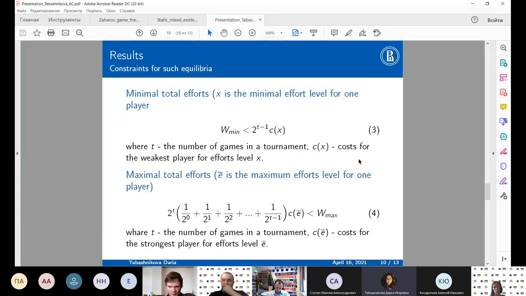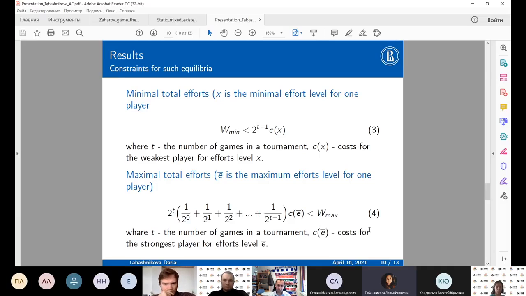put 0 efforts. So to avoid this case, the designer of the tournament should increase this prize higher than the number on the right part. On the other hand, we get the condition on the maximum total effort. So the prize should be higher than this expression, the number 4 on the left part.